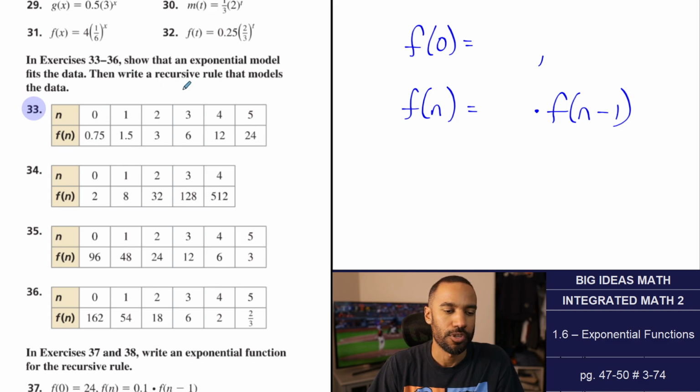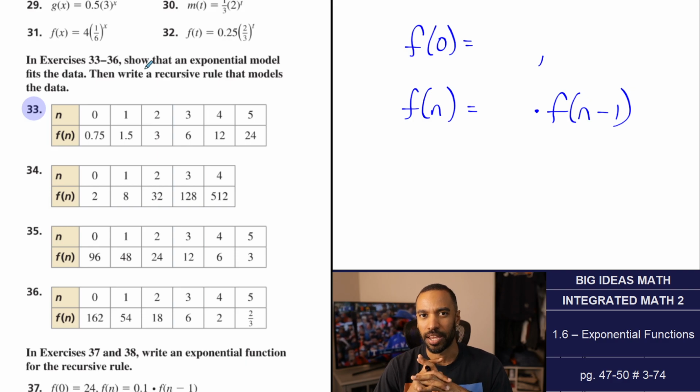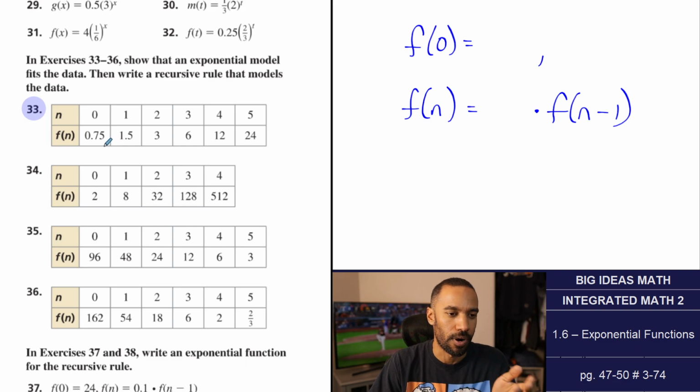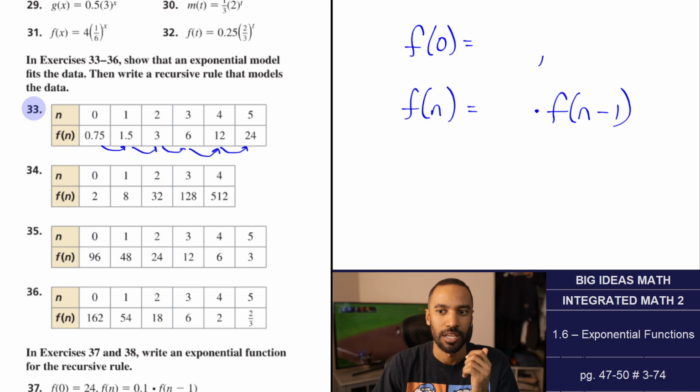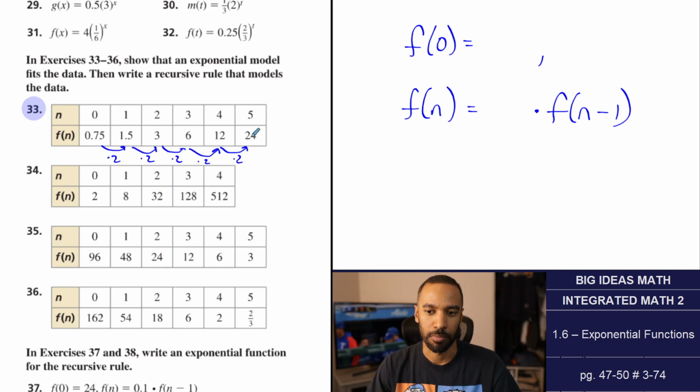So f of 0 is 0.75. When they say show that a model fits the data, I don't know if they're saying prove that it's an exponential function or write an exponential model function out of it. I'm not sure, but let's prove that it works. You're multiplying by the same value each and every time that n increases by 1 here. So I think they're just saying prove its existence. You're multiplying by 2 each time. And if you're uncertain what you're multiplying by, you can always divide a value by the one before it.